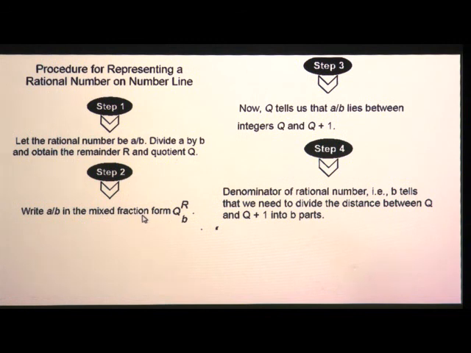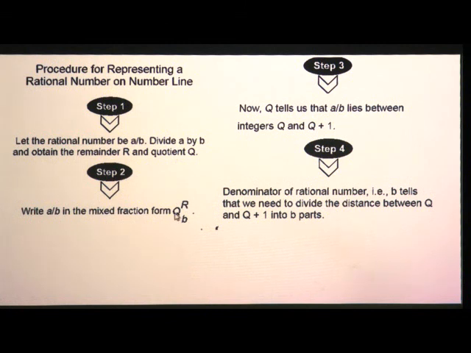The second step is to write a upon b as a mixed fraction. When we get a remainder, as you know very well, we represent that fraction in mixed fraction form, that is q whole r upon b. We write this as a symbolic representation of the mixed fraction, q whole r upon b.